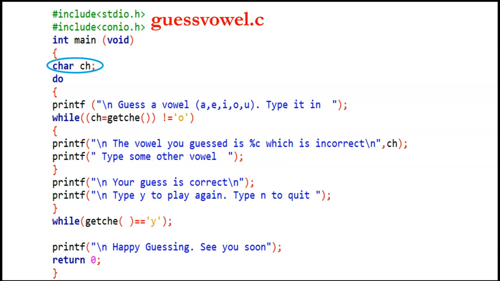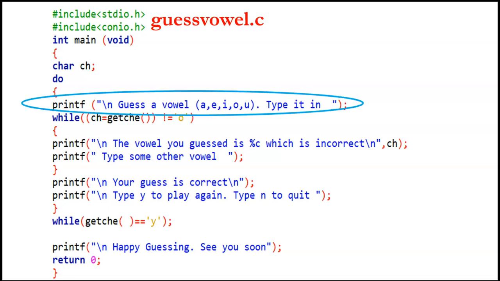As usual, the program execution starts with main, and inside main we have defined a character variable ch. Next, the do keyword signals the start of the do while loop, and once you enter the do while loop, the printf statement prompts you to guess a vowel a, e, i, o, u, and it asks you to type it in.